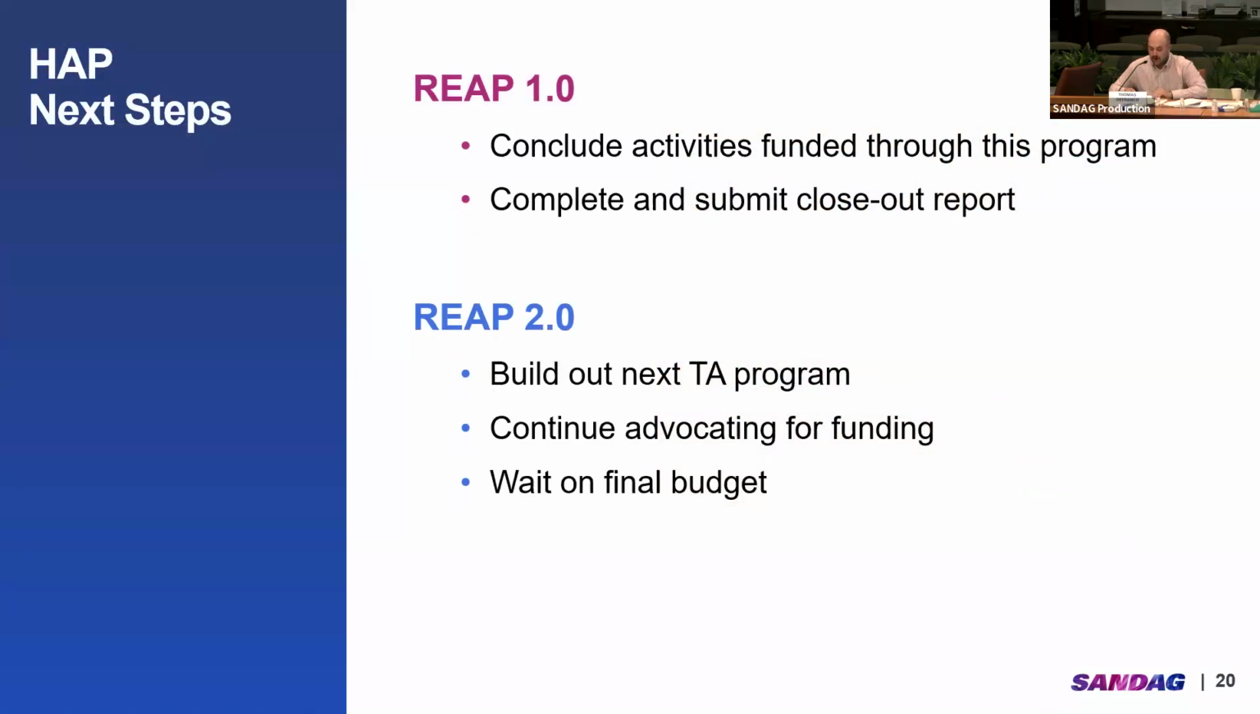So what's next with our HAP program? Right now, our team is concluding our REAP 1.0 activities and we'll be finalizing and submitting our closeout reports to HCD. Additionally, and most importantly, our team is going to continue to work with our leaders in Sacramento to advocate for the appropriation of housing funding in this year's state budget. And like I previously stated, our team is currently developing the scope for our continued technical assistance program.